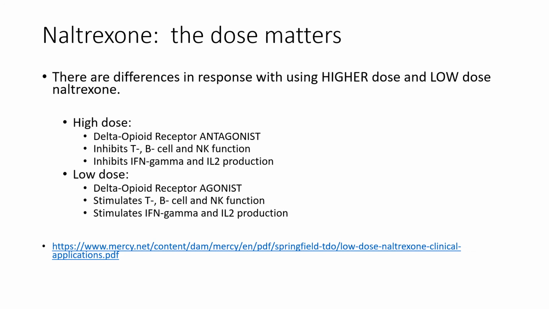In your lower doses, where we sort of live with low-dose naltrexone, you have delta opioid receptor agonist, and we'll explain that in a bit about the very short agonistic and then degradation so that it unlocks the receptors. It stimulates T, B cell, and NK function as opposed to the higher dose, and it stimulates IFN gamma and interleukin 2 production.